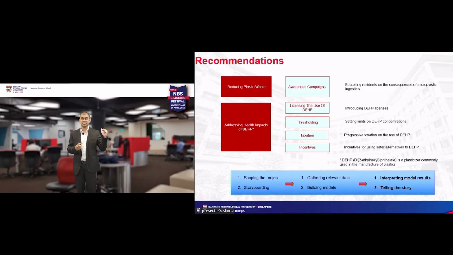Another option would be thresholding. So we set limits on DEHP concentrations that can be used, and this has already been done for quite a few harmful chemicals. And as a last resort, kind of catch-all, we could use taxation as well as incentives, so more monetary-based incentives, to reduce the use of DEHP and encourage the use of safer alternatives to DEHP.